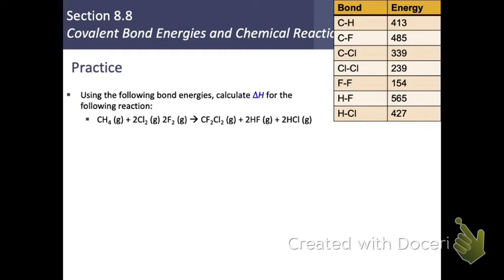Using the following bond energies, calculate the change in enthalpy of the following reaction. Okay, so here we've got 3 different products and we've got 3 different reactants. So let's go ahead and just start examining the first one. CH4. What type of bond is found in that one? It's got to be a C-H bond. So we're looking here. And then how many of those bonds do we have?